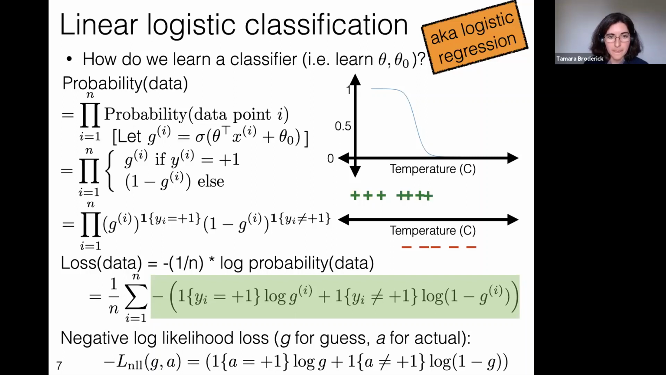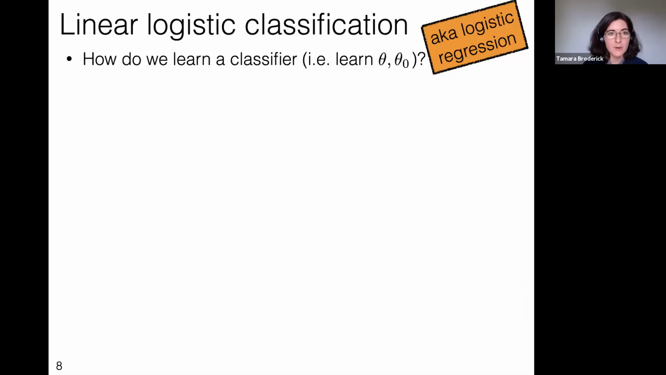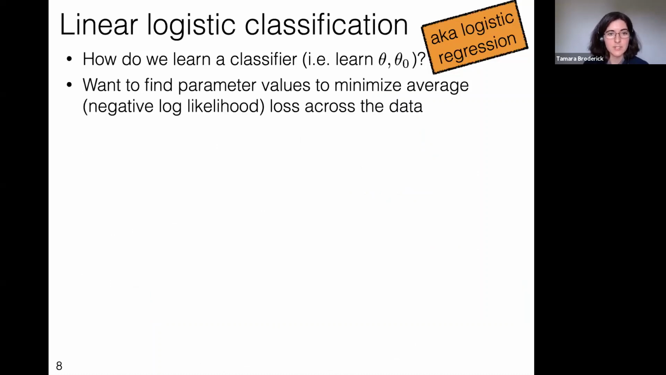Okay, so how are we learning this classifier? We're going to try to find parameter values, the theta and theta naught, to minimize this sort of training error loss that we've talked about, this average loss, specifically looking at negative log likelihood across the data.